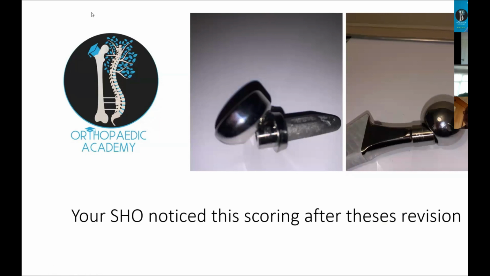So this is an explant of the prosthesis, and it shows that it's modular, with the head and also the neck. So trunnionosis can happen, because of the socket and the taper neck of the prosthesis.